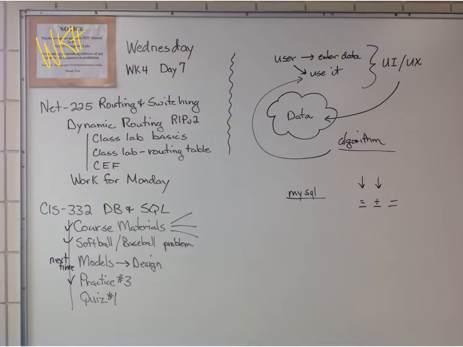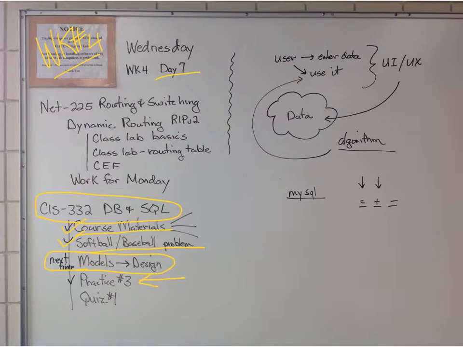This is back from week 4, day 7. We talked a little bit about course materials, check. We talked about the softball baseball problem, check. Models and design, we can talk about that the next time.